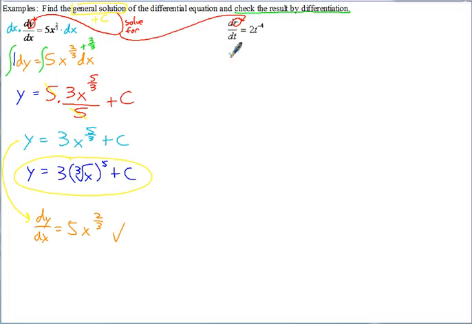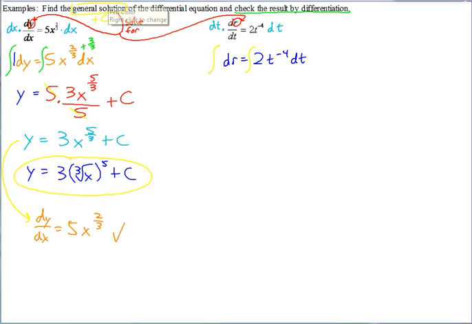Now let's try the next one. This time we have to separate the r and the t as our first step by multiplying both sides by dt. So you get dr equals 2t to the -4th times dt. Again, the t's now with the dt. If there were any r's, it'd be over here on the side with the dr. And then that allows us to integrate both sides.